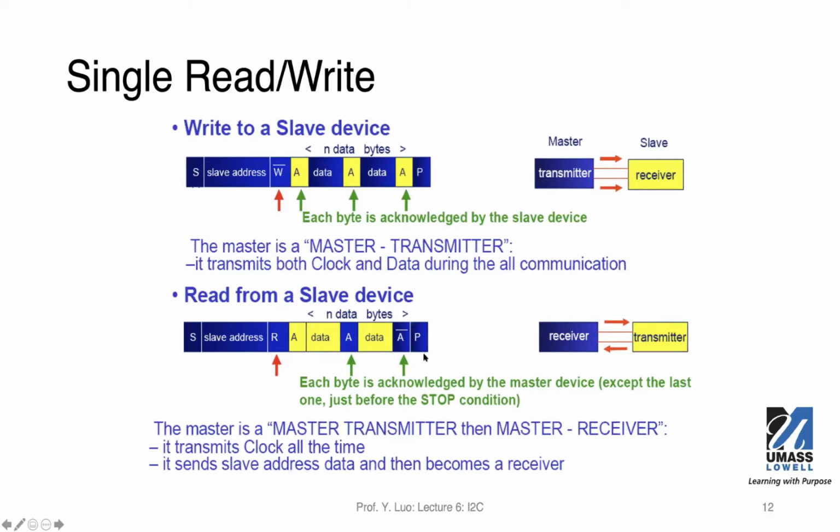The last one could be just right before the, actually, sorry, this P is stop here. It's not clock stretching. And the master is the master transmitter, then the master receiver, and it transmits clocks all the time. It sends the slave address, and then becomes the receiver for the case of this read.